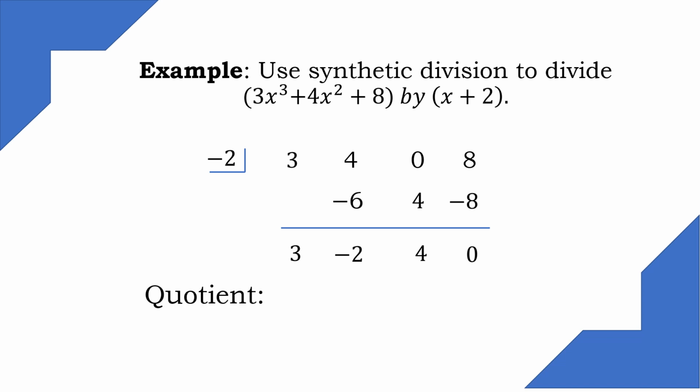And now for us to write the quotient, remember that the degree of the quotient is determined by subtracting 1 from the degree of the dividend. So since the degree of the dividend is cubed, it means that the degree of the quotient is squared. So we have here 3x squared minus 2x plus 4, and the last coefficient will be the remainder, and the remainder is 0.